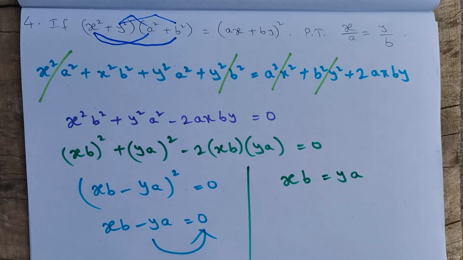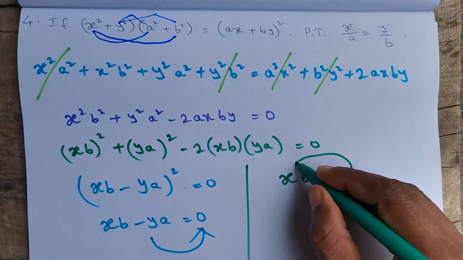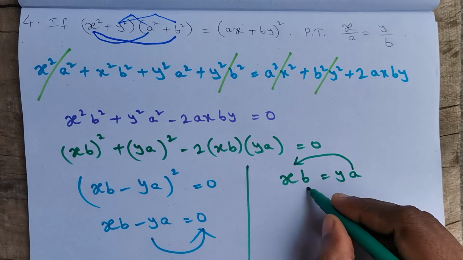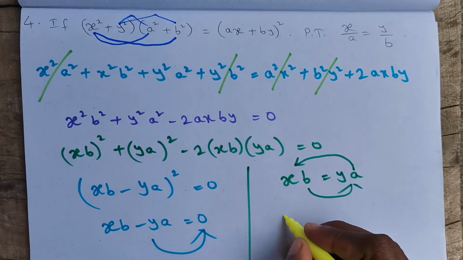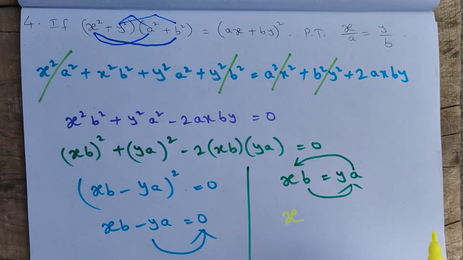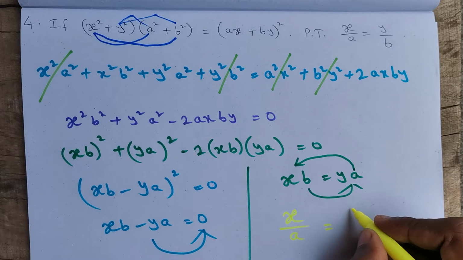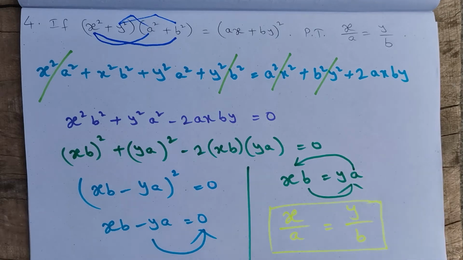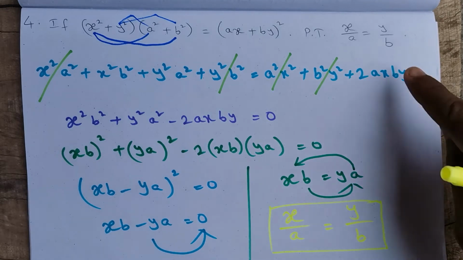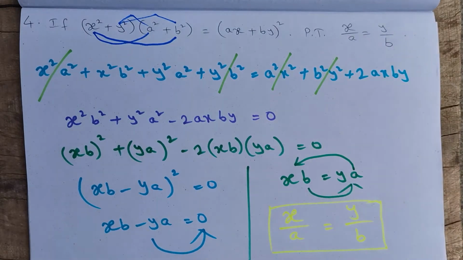So what I will do, a I will bring towards the left side and b I will take towards the right side. So x as it is, a we are bringing to the left side, so divided by a, is equal to y as it is, b we are taking to the right side, divided by b. So hence proved, x by a is equal to y by b, which we needed to prove exactly. x by a is equal to y by b.